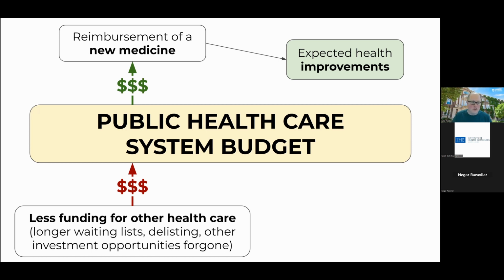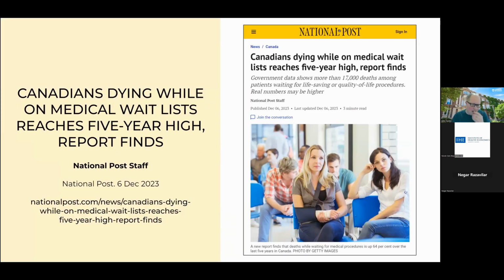You could use that dollar to reduce waiting lists in hospitals. You could use that dollar to improve access to primary care, for example. There's all sorts of things that you could do with those dollars. Just a couple of examples here. This is an article from the National Post back in December. Government data shows that more than 17,000 deaths among patients waiting for life-saving or quality of life procedures. And this is a 5-year high. So we could use those limited public healthcare dollars to reduce hospital wait times, right?